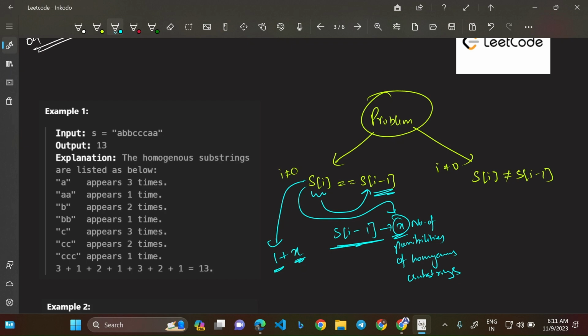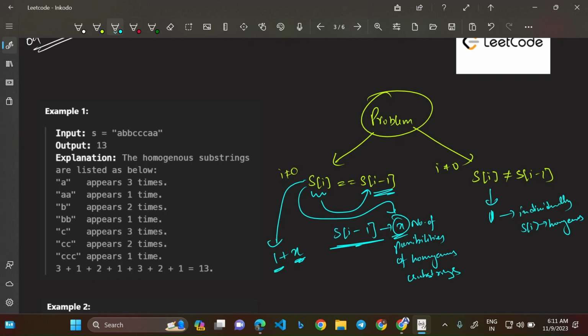But what if s of i is not equal to s of i minus 1? There is only one possibility: s of i individually will be homogeneous. There is no other possibility here. So in that case, the number of homogeneous substrings including s of i is only one, that is s of i itself. Only s of i, a substring of length 1, would be homogeneous. There is no other possibility. I hope you people understood.